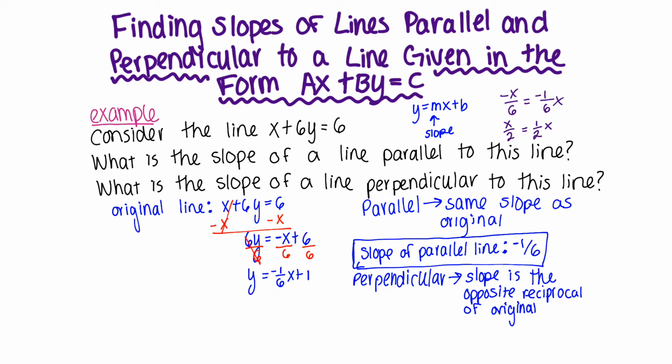of the original. So if our original is 1 over 6, flipping the fraction, you would get 6 over 1, and you want to make it the opposite sign. So flipping the sign, if it's positive, you make it negative, and then flip the fraction upside down. 6 over 1, which is 6. So the slope of the perpendicular line is 6.